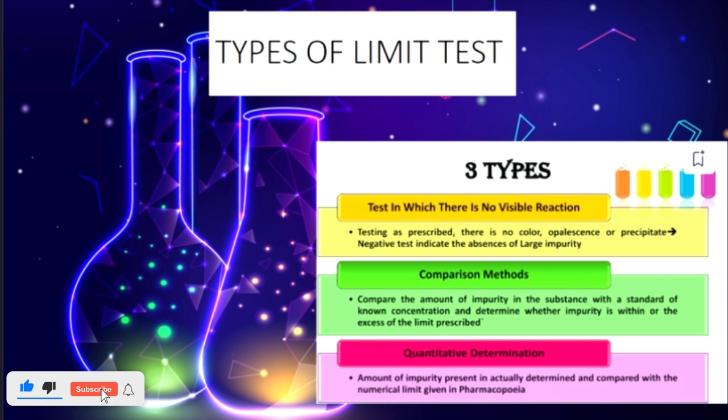So the limit test is actually divided into three comparison methods. First, we will do the test or any reactions, taking the sample and mixing it with water or some chemicals. Then the test will develop some intensity or opalescence, or something else. So this will be compared with the standard. That is the second method, the comparison method.